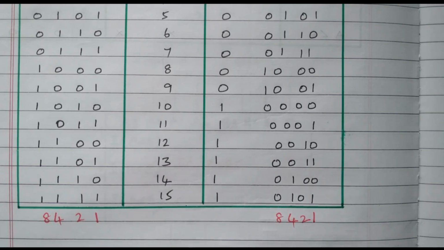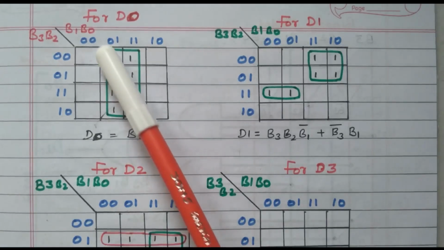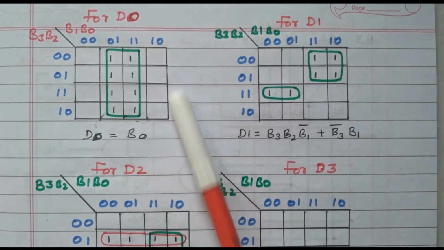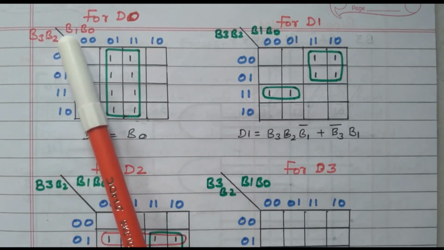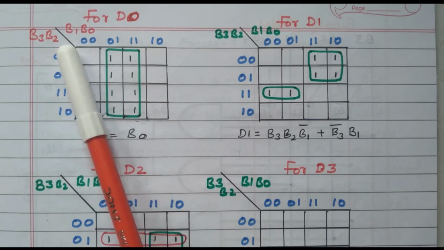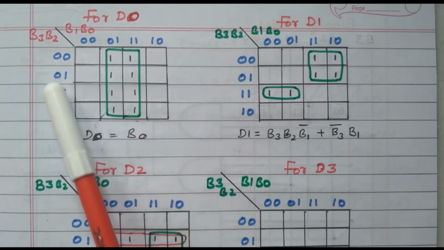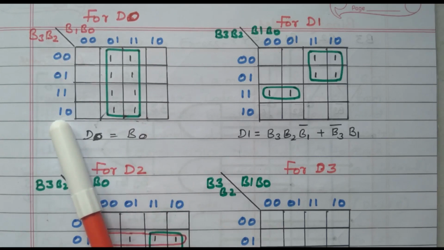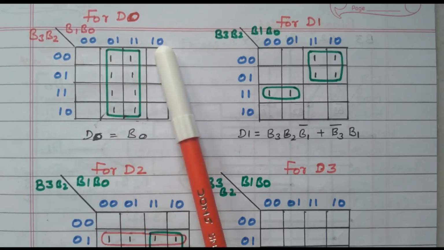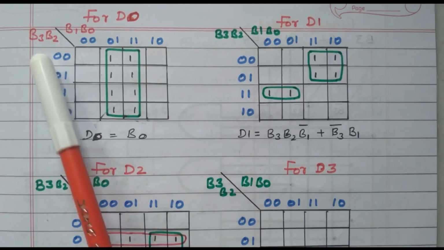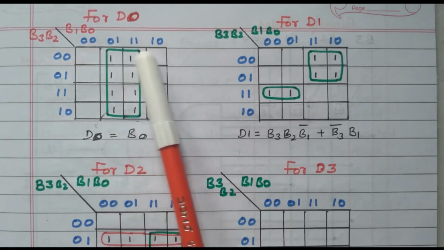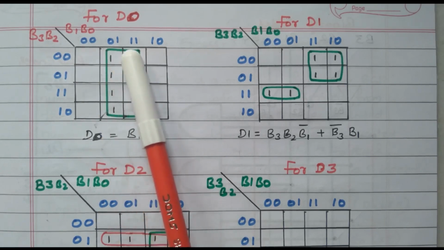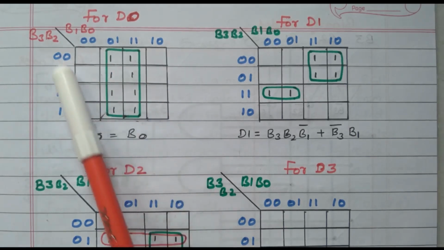Now we will go to the Karnaugh map. First we will start with D0, right? So this is the 4-variable K-map. What is the input? The input is nothing but the binary code B3, B2, B1 and B0. This is a binary code, and from that we are going to get the BCD code. B3 and B2 are represented vertically, and B1 and B0 are represented horizontally. B3, B2 being 2 variables, 4 combinations are available: 00, 01, 11, 10. Similarly B1, B0, 2 variables, 4 combinations are available: 00, 01, 11, 10. Right. So these are the inputs.